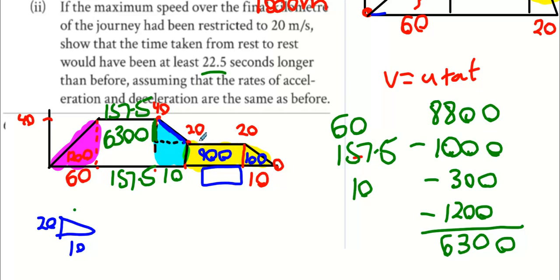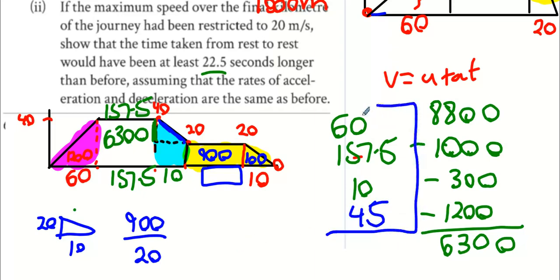So if that's 100, then this part must be 900. And what's 900 divided by 20? Because you're stuck at 20, aren't you? So what's 900 divided by 20? 45. Now, lads, add all these together. See this box here? I want you to add all those numbers together for me. What do we get?